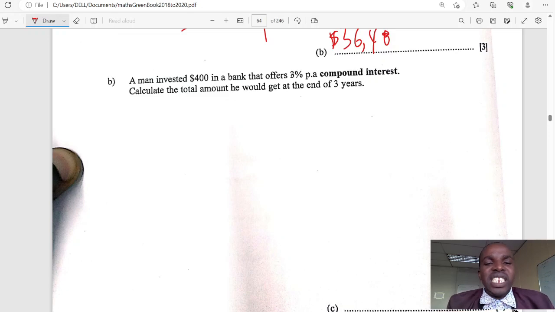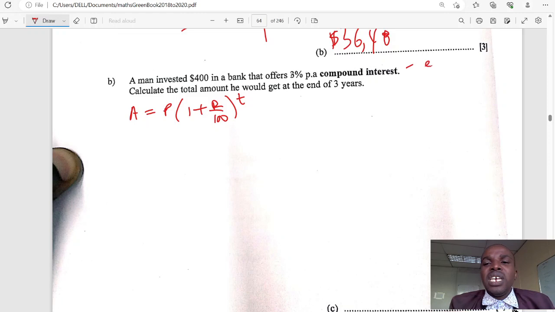Next, a man invested $400 in a bank that offers 3% per annum compound interest. Calculate the total amount he would get at the end of 3 years. Right, compound interest: the amount earned is equal to the principal amount invested, times 1 plus R over 100, where R is the interest rate, to the power T, where T is the time. That's compound interest.